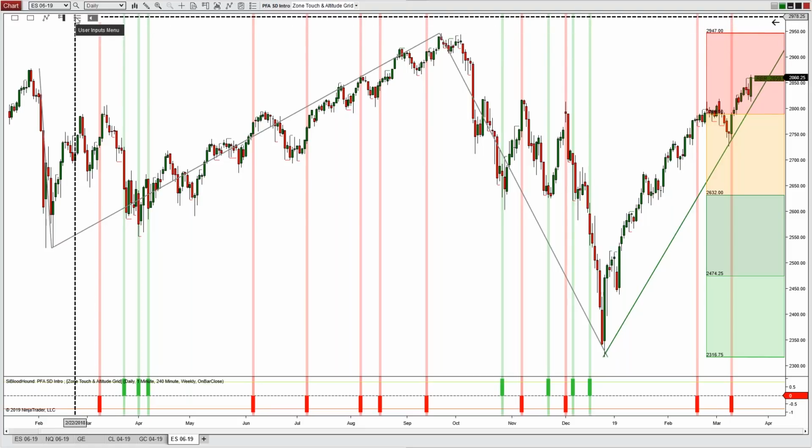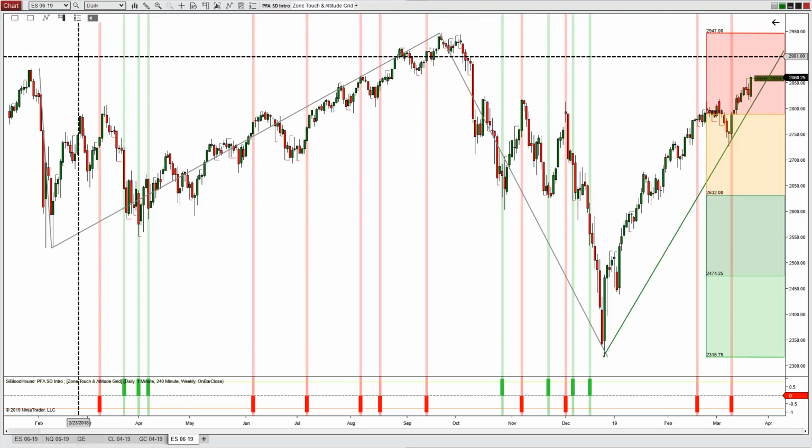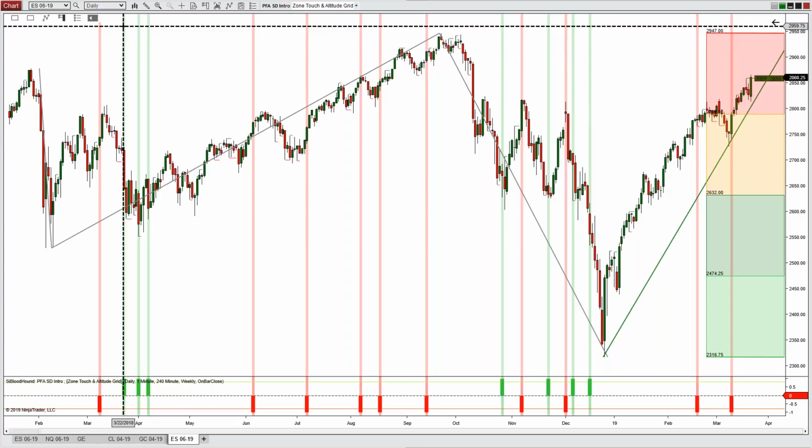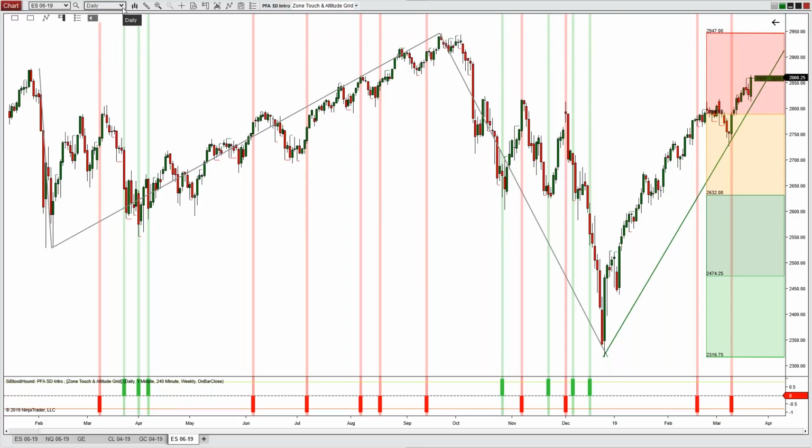So the user inputs, that's the user interface. Really no need to go into that right now. What I want to focus on are the zones alone. The primary zone there is set to, in parentheses, default. Default simply means that we're using the time period of the chart.